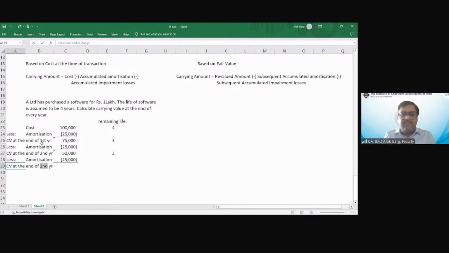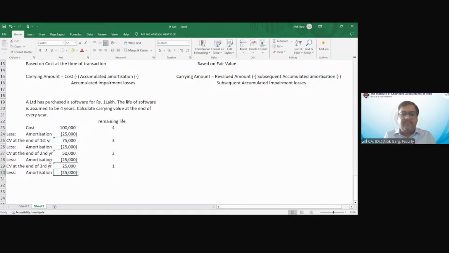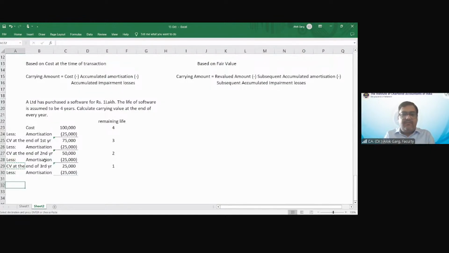What is the remaining life at the end of third year? 1 year. So amortization is this divided by the balance life of 1 year. So what is my carrying value at the end of the fourth year? 0. So this is how carrying value has to be computed by using the cost model.